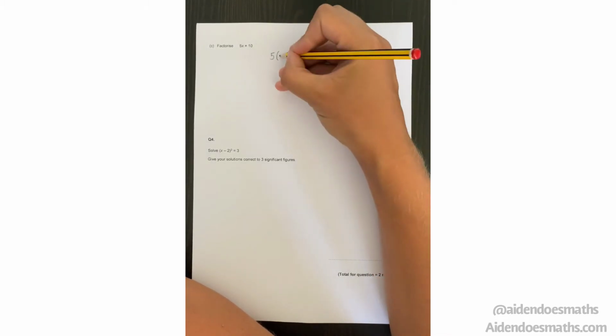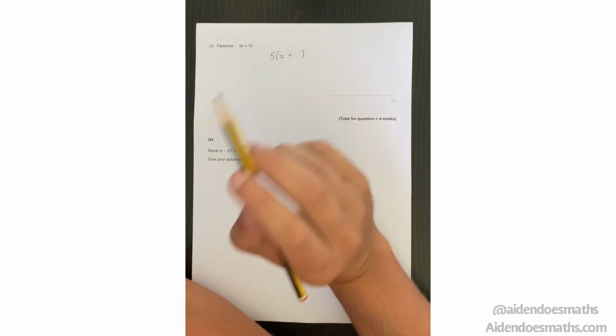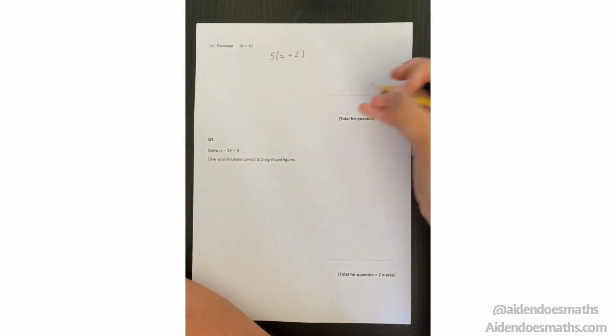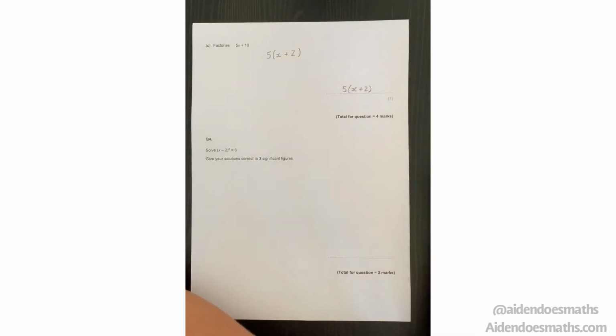So 5 times something gives us 5x. That's 5 times x. Plus 5 times something gives us 10. Just a 2. So our final solution, 5 times x plus 2 in brackets.